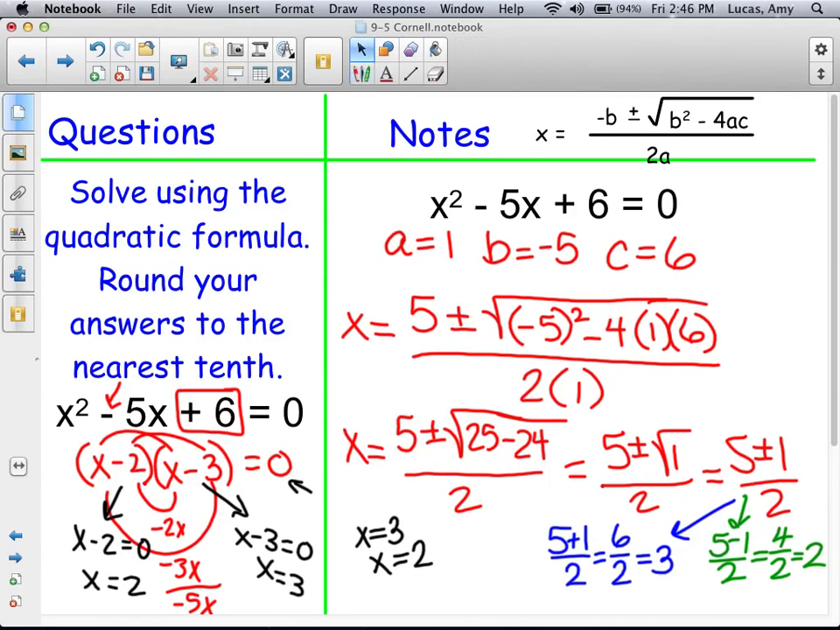So you can see that on this problem, factoring would take a lot less time than the quadratic formula. So factoring may be the choice that you would make if this problem was on your test.